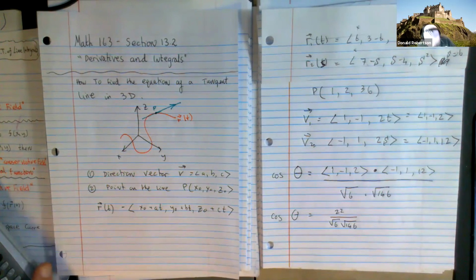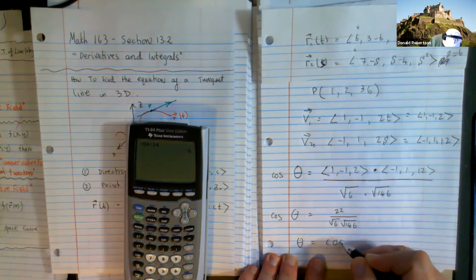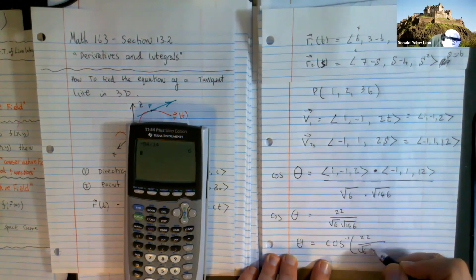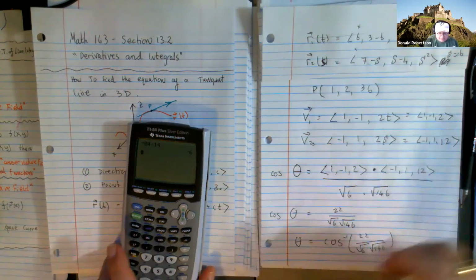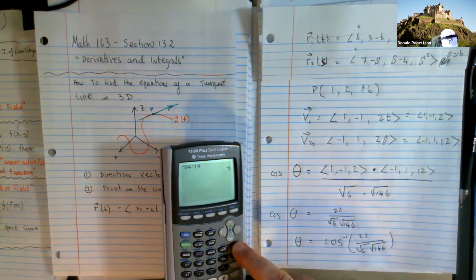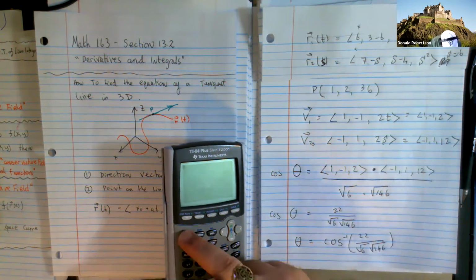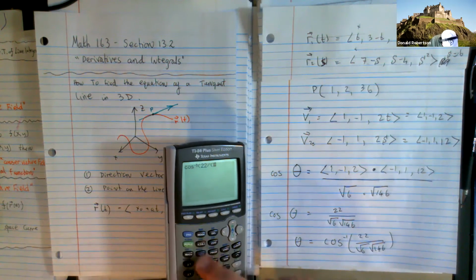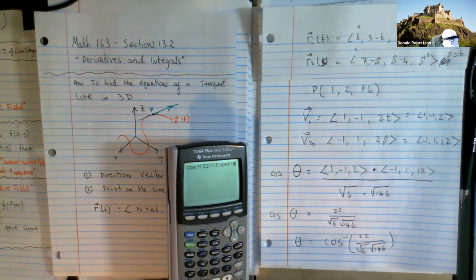Okay, I'm about to do the calculator. The missing angle is going to be that guy. Check that it's in degrees, which I am. Inverse cosine. 22 divided by a bracket, square root of 6 times square root of 146.